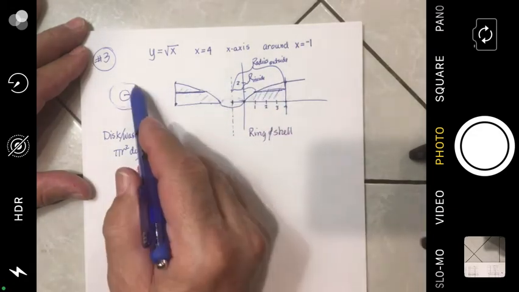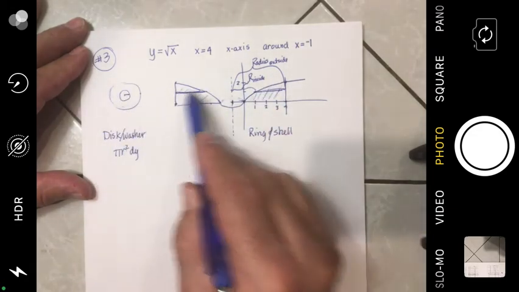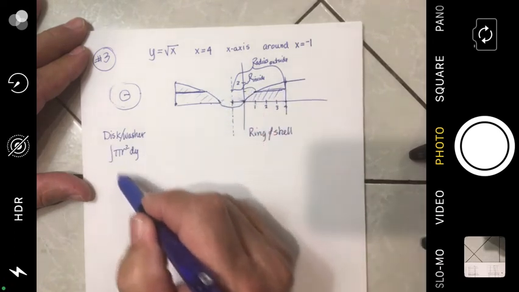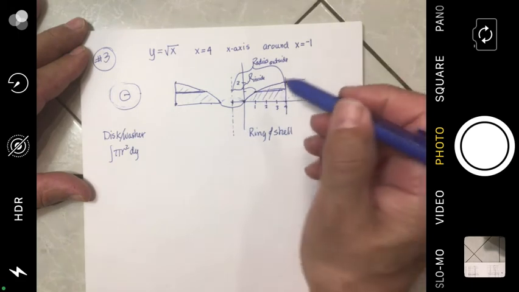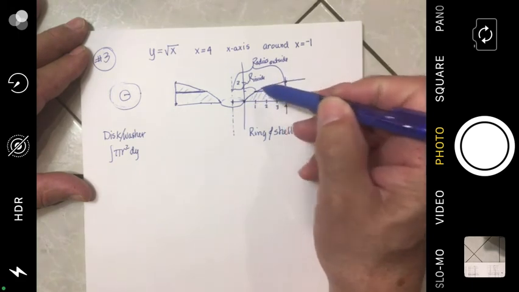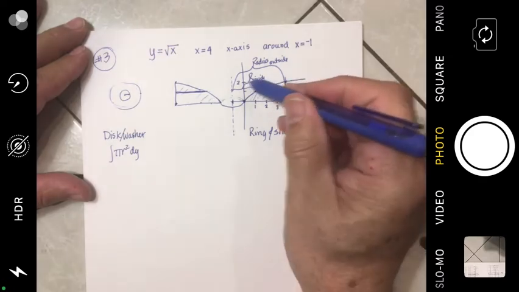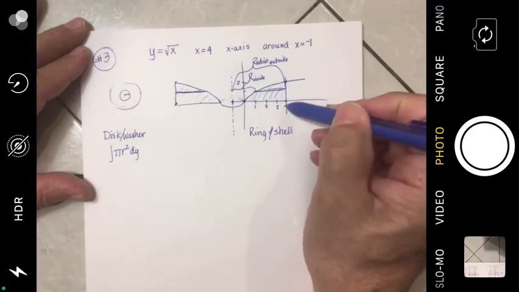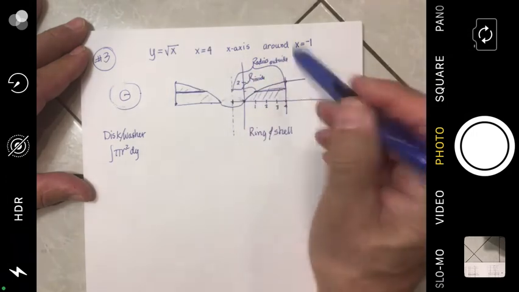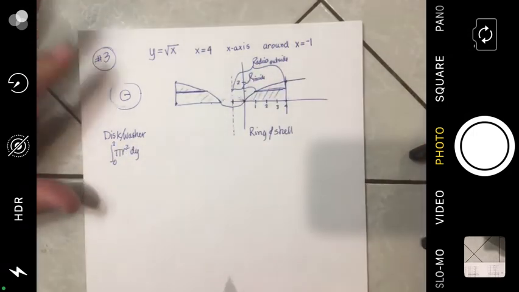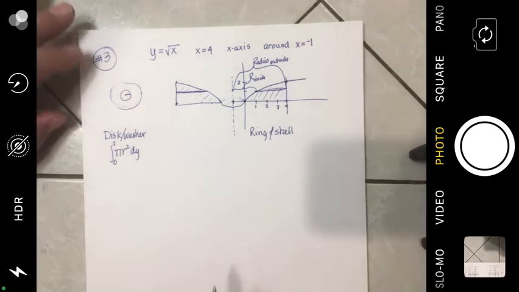And so the whole disc from here to here, including the hole, would be pi r squared dy. And y, the thickness, is going to go from here up to there, which is 2. Remember, if we put 4 in, we got the square root of 4 is 2. So it would go from 0 to 2. That would be the whole washer.